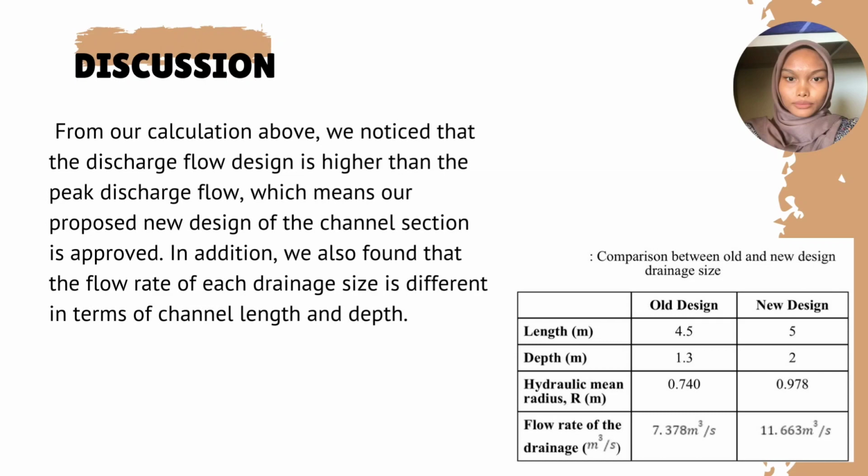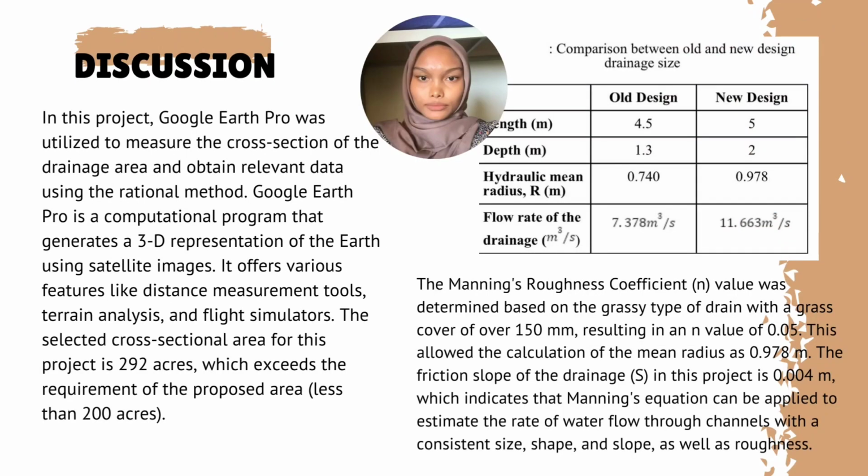I'm going to present about the discussion. From our conclusion above, we noticed that the design discharge flow is higher than the peak discharge flow, which means our proposed new design of the channel section is approved. In addition, we also found that the flow rate of each drainage size is different in terms of channel width and depth. The comparison between old and new design drainage size: width for old design is 4.5 meter, and width of new design is 5 meter. For depth, old design is 1.3 meter, and depth for new design is 2 meter.